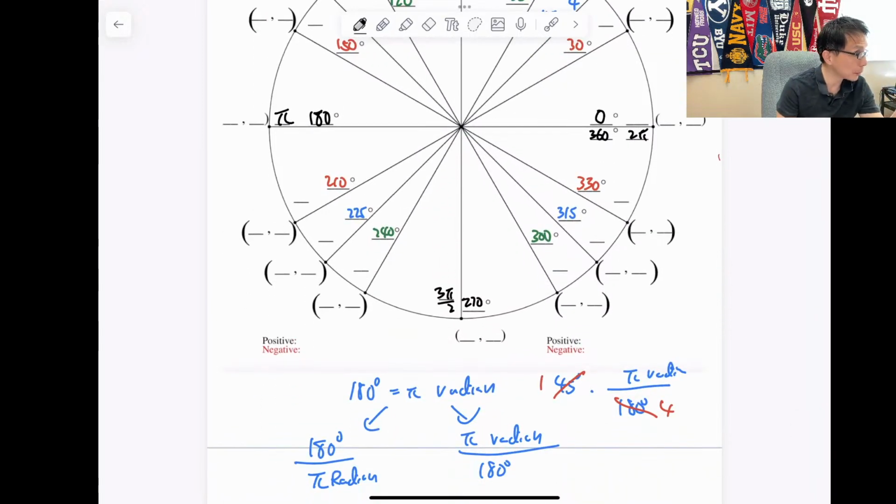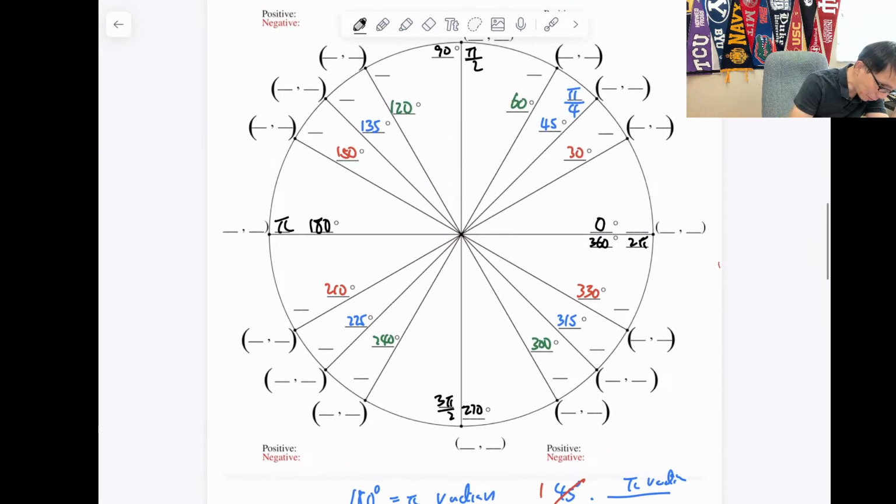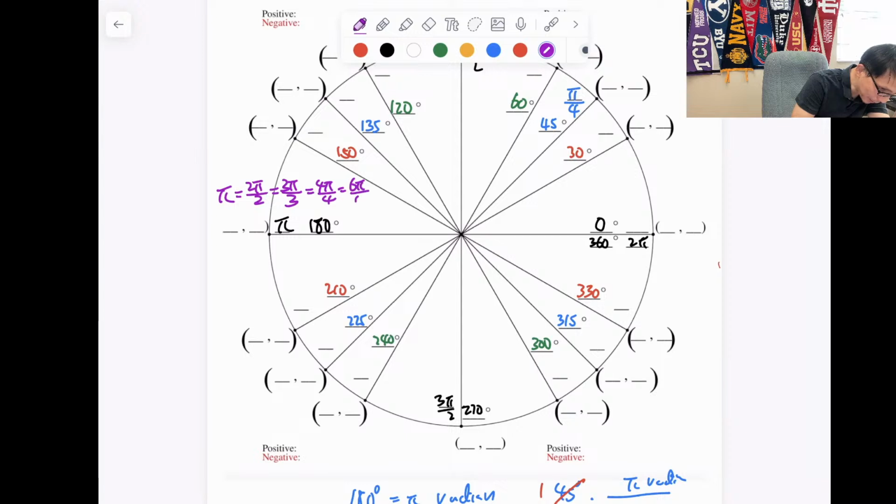Now there's a reason why they have 3 pi over 2. So I want you to notice something that's very, very important. I'm going to use purple here. Pi is equal to 2 pi over 2 is equal to 3 pi over 3 is equal to 4 pi over 4 is equal to 6 pi over 6. It could be 7 pi over 7, 8 pi over 8. Just know it's the same number, is equal to pi. Also 2 pi is also equal to 4 pi over 2, just double them. 6 pi over 3, that's equal to 8 pi over 4, that's equal to 12 pi over 6.